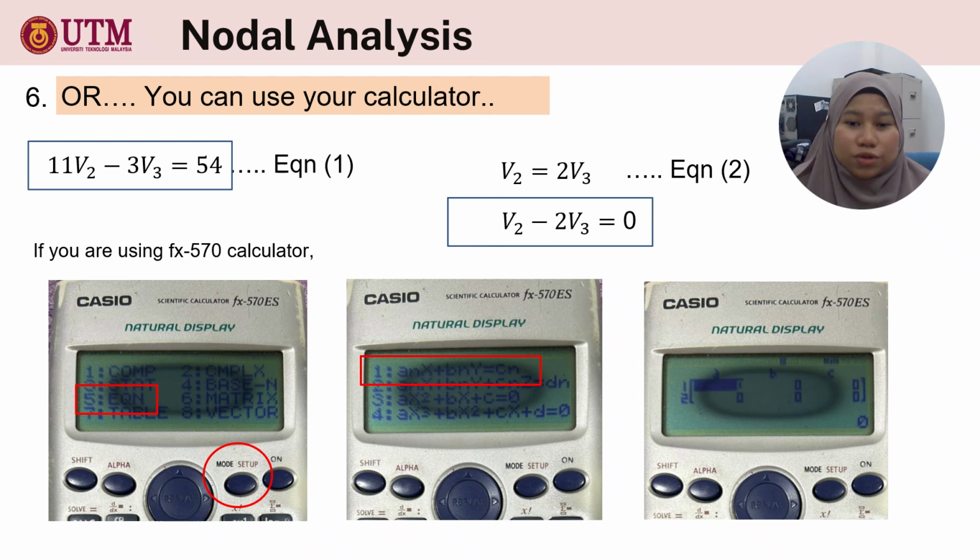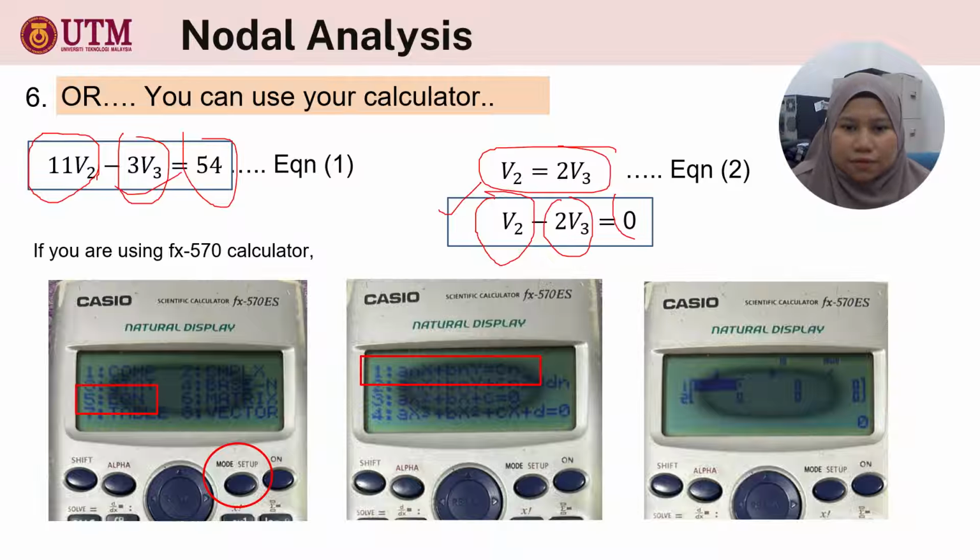We have these two equations. Remember, we are using these two equations, not this one. Why? Because we want the terms. This is the first term, this is the second term, and this is the third term. Same as this is first, this is second, and this is third. If you are using the same model of calculator as me, the 570, just ignore this ring because my calculator is very old.